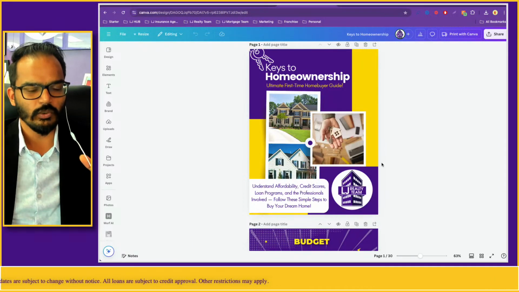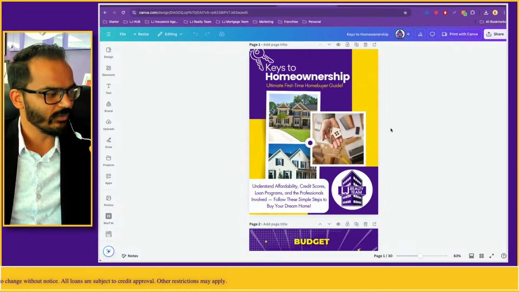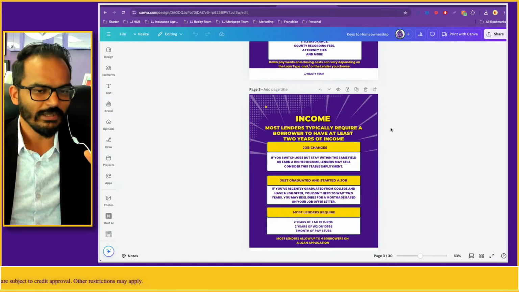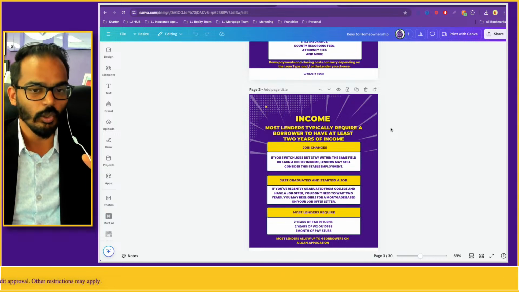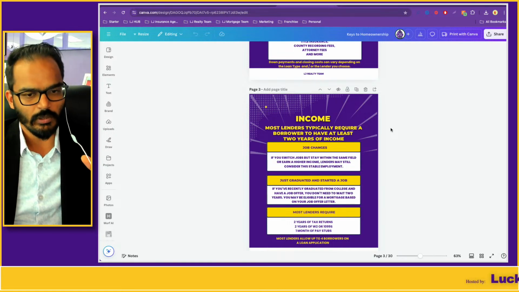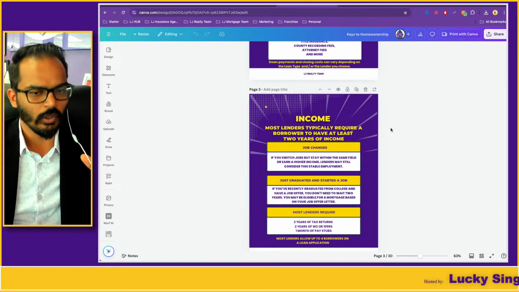So you want to use keywords when you're talking to your clients regarding budget, regarding income, right? These are things that a loan officer might be saying, right? If you're stating the facts and then they verify that with a loan officer, this puts you in a better position because you know what you're talking about.